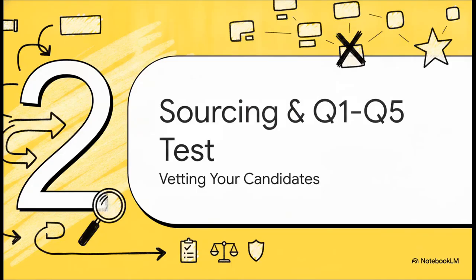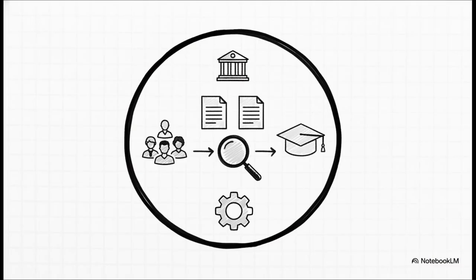Moving on to Section 2, sourcing and the Q1, Q5 test. Vetting your candidates. Let's get into the actual methodology of sourcing, and I'm going to challenge you right now. Never, ever settle for the first data set you find. Seriously, finding data is easy, but finding the right data requires serious vetting. So where are we finding these candidate data sets?